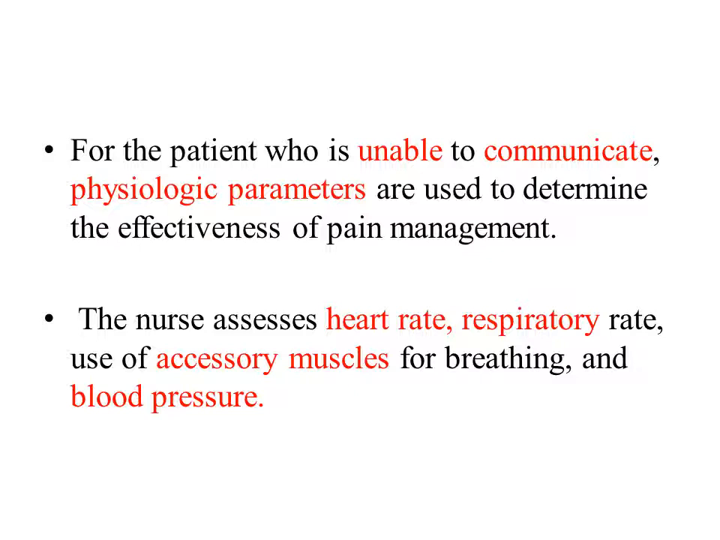For a patient who is unable to communicate, physiologic parameters are used to determine the effectiveness of pain management. The nurse assesses the heart rate, respiratory rate, use of accessory muscles for breathing, and the blood pressure. If the patient has stable vital signs, good blood pressure, and decreasing heart rate, this indicates that the pain is low. But if the patient has tachycardia, this may indicate that the patient is still in pain.